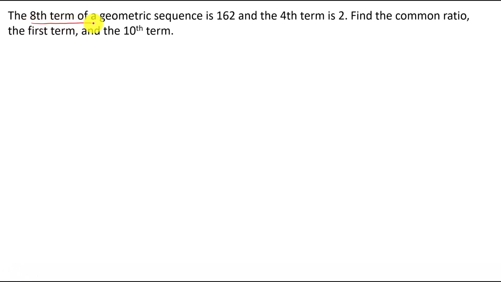The 8th term of a geometric sequence is 162, so 162 equals a times r to the 8 minus 1, because this was u sub n and that was n. So let's simplify it a little bit: a r to the 7th. The 4th term is 2, so 2 equals a r to the 4 minus 1.